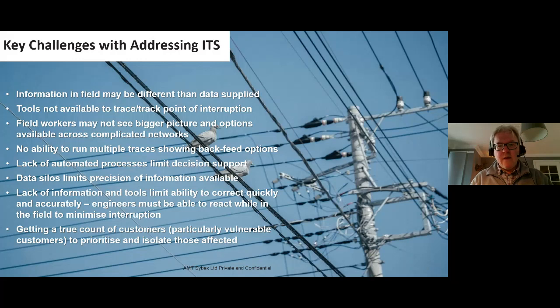And often in the field, there's no ability to run multiple traces to allow you to come up with backfeeding options. So this is an issue: you may be able to run a trace once, but you can't do it multiple times to do different, better options and model the process. So the key element in an interruption to supply, as well as obviously getting the power on, is to reduce the number of people who are affected and to reduce the amount of time that they are affected by the interruption. And so to be able to react to this in the field quickly is a key point.